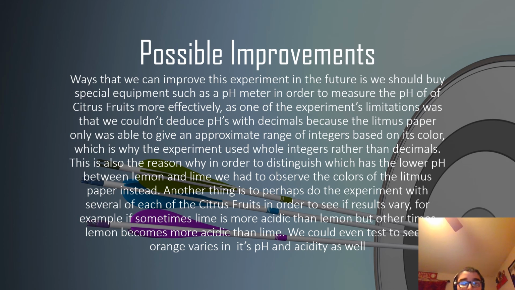Another thing is that we could do the experiment with several of each of the fruits, to see if the results will be exactly the same, because some fruits might have a little more acid than others. So you want to account for that the next time we do this experiment.